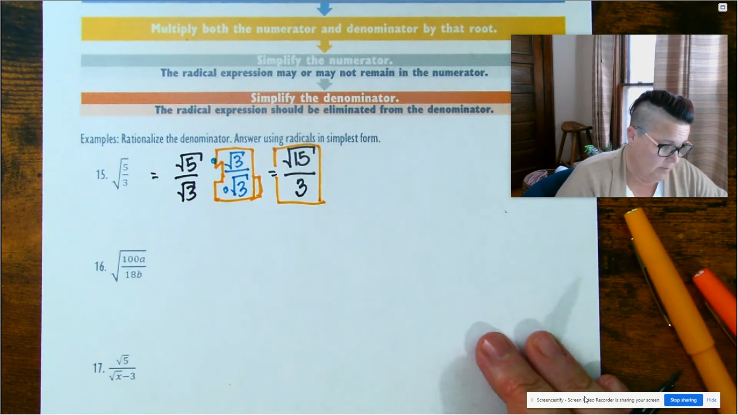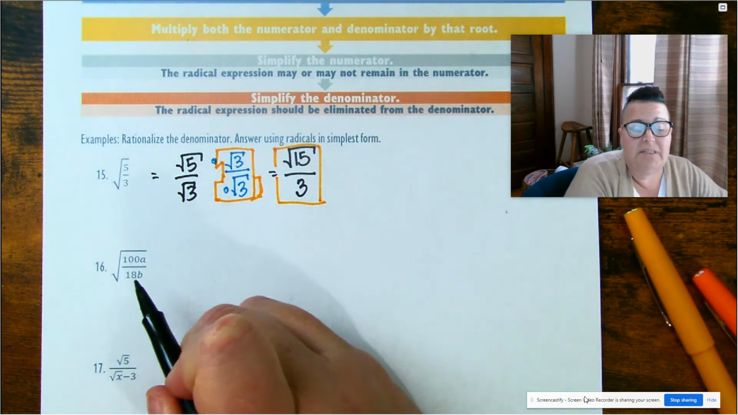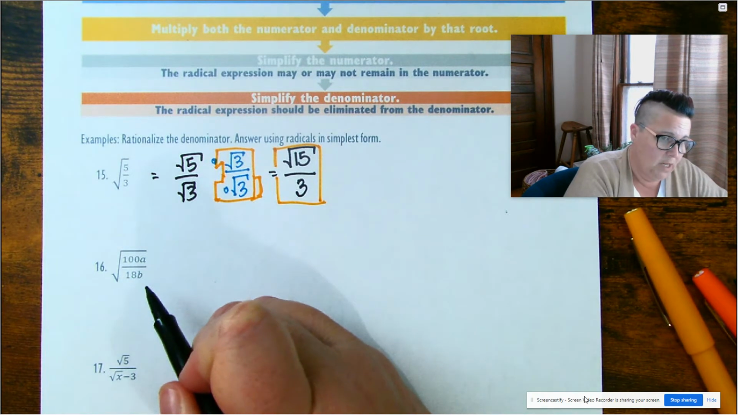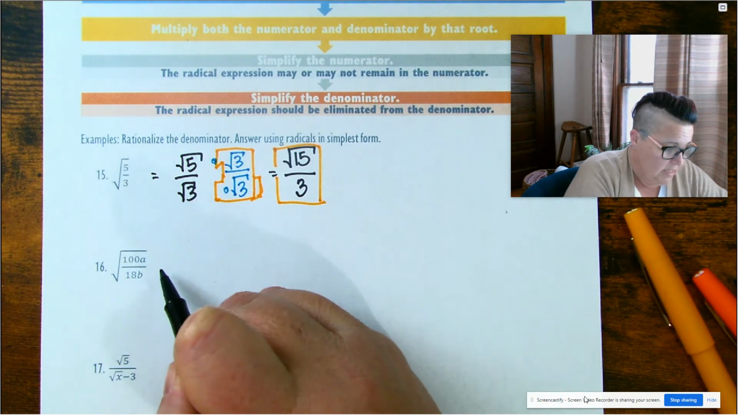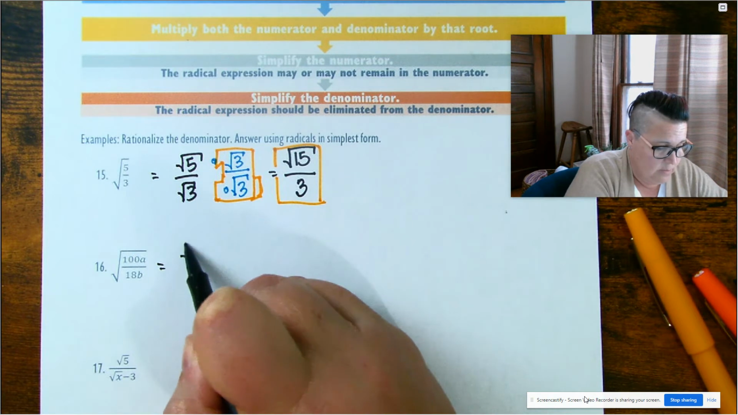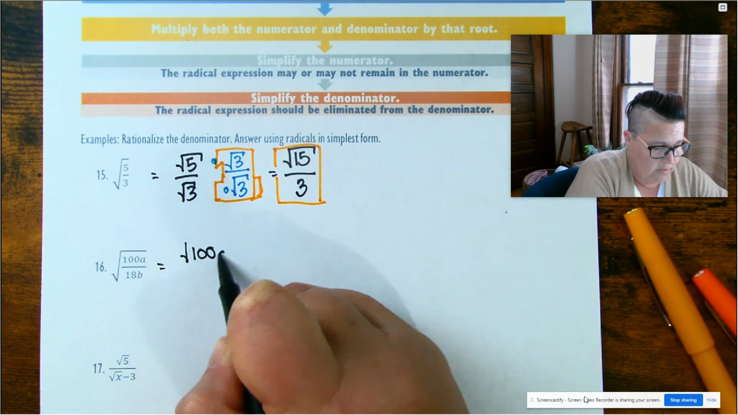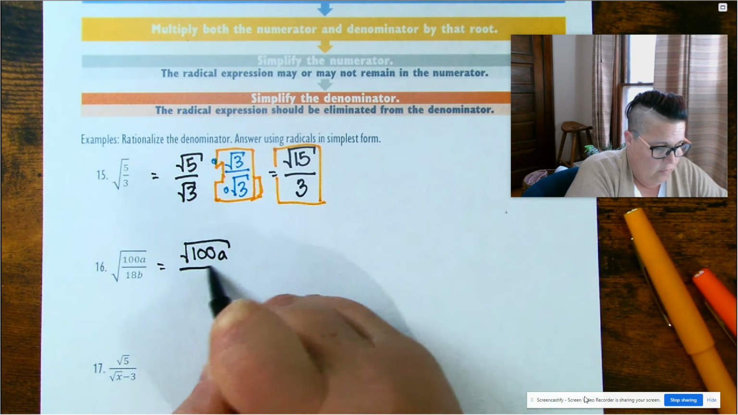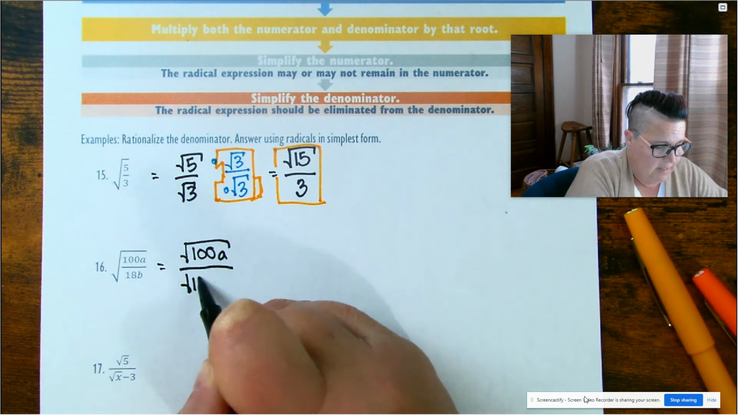Let's look at problem number 16. Problem number 16 is the square root of 100a over 18b. This is going to be the square root of 100a over the square root of 18b.